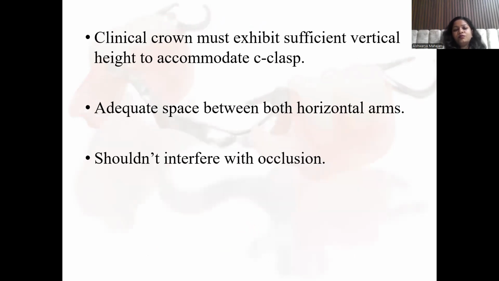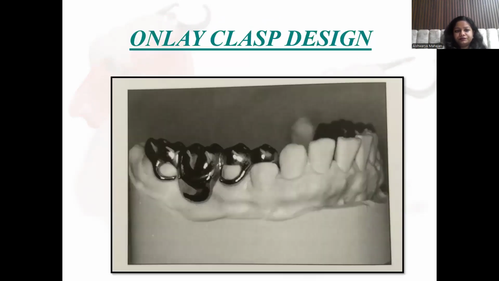The clinical crown must exhibit sufficient vertical height to accommodate a C clasp. Adequate space between both horizontal arms must be present, and it should not interfere with the occlusion. The next example is the onlay clasp.